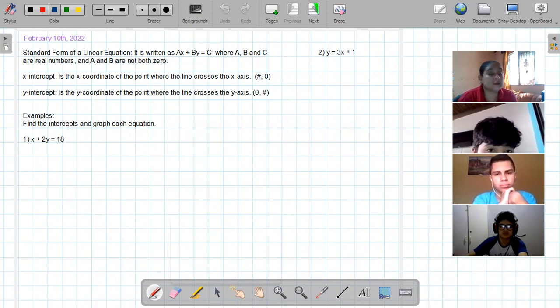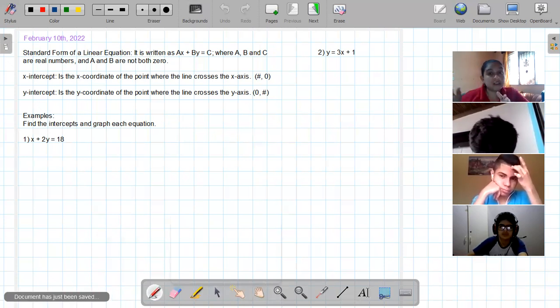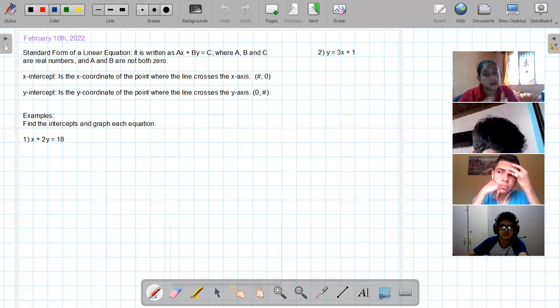Okay, which number in slope-intercept form? It was b, the constant of the equation. In this case, it could be a little bit different. We're going to see the new method of how to graph, okay? As you can see, standard form is when we have both variables, y and x, or x and y, on one same side. And on the other side, we have the constant, okay? So a variable plus or minus the other variable will be equal to a constant. So we have here two examples.